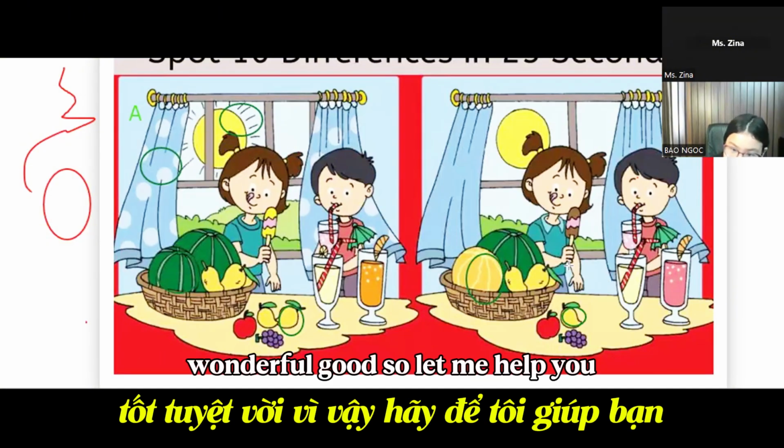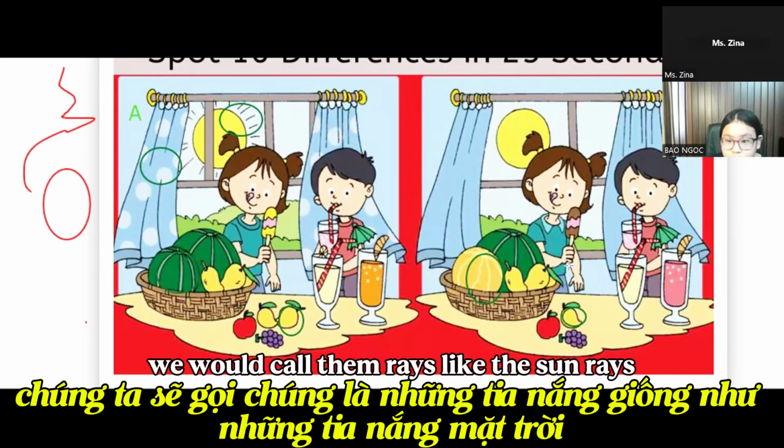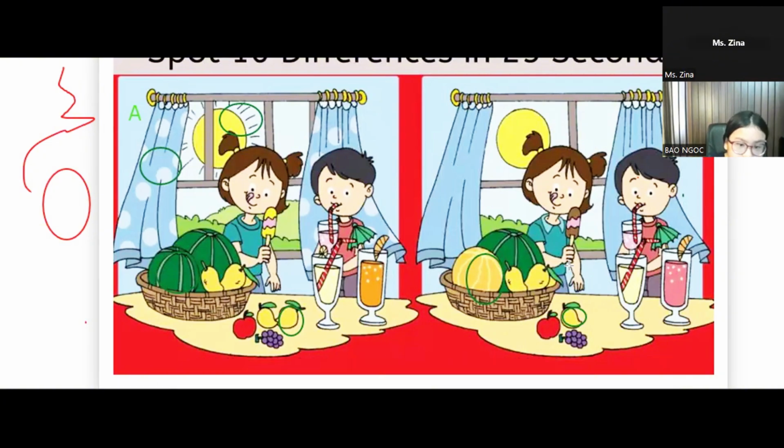Wonderful. Good. So let me help you. The word we can use here is, the sun has rays. We would call them rays, like the sun rays. So just for future. Wonderful. Can you see any more differences?